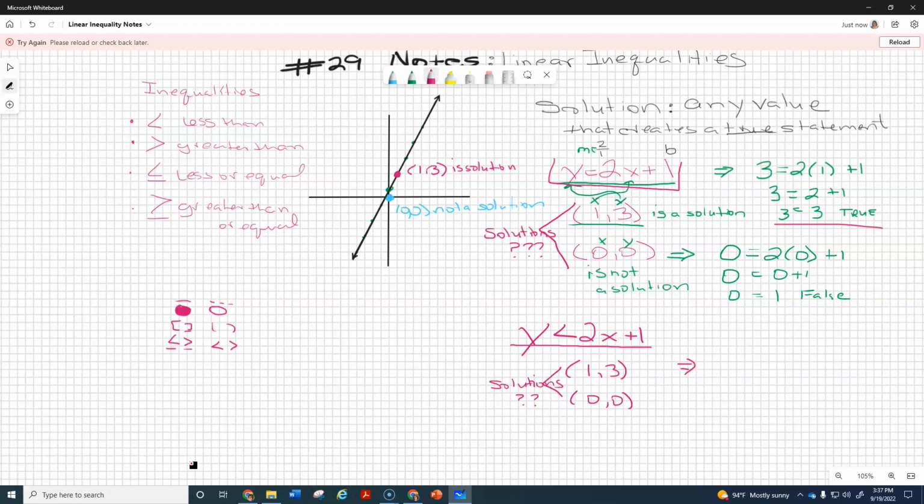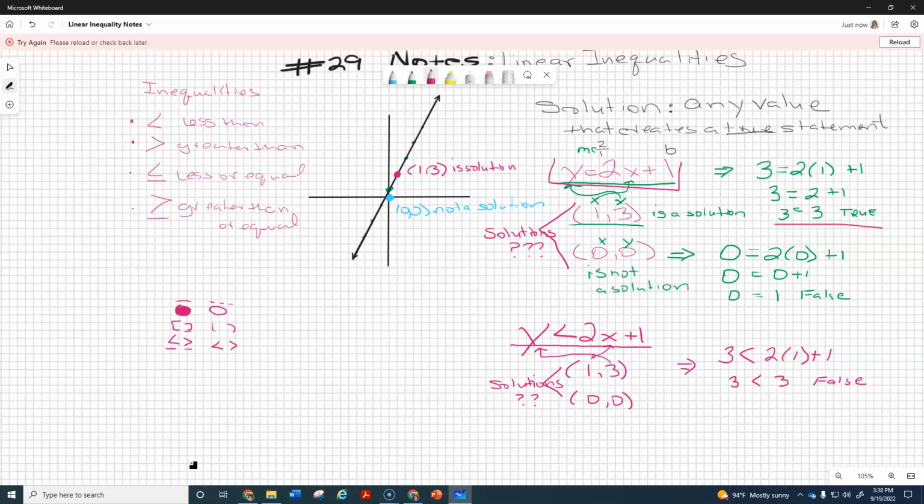I'm going to plug in the 1 and the 3. The 1 is going to go in for the x value, the 3 is going to go in for the y value, and I'm going to determine if the resulting statement is true or false. So I plug in the 3, I plug in the 1, and now my mathematical statement says that 3 is less than 3. Well, last time it was a true statement because 3 is equal to 3, but this time it is actually false. It is not a solution.